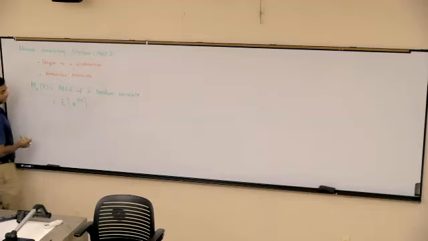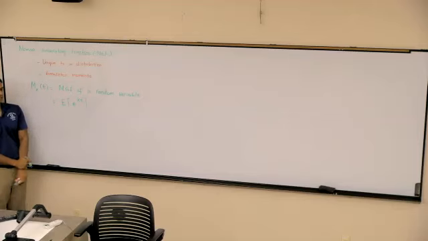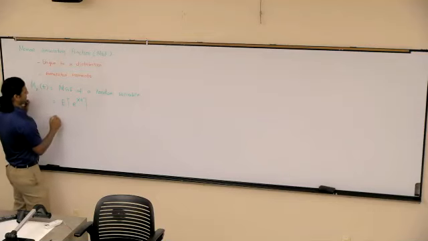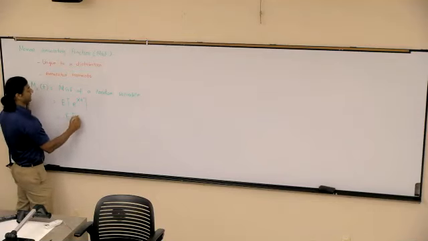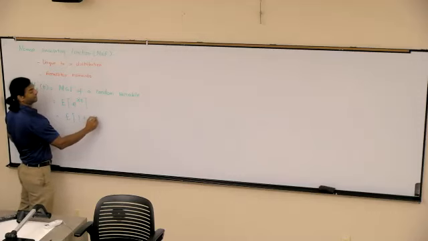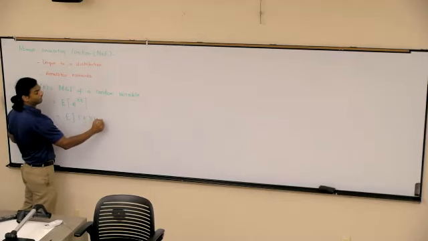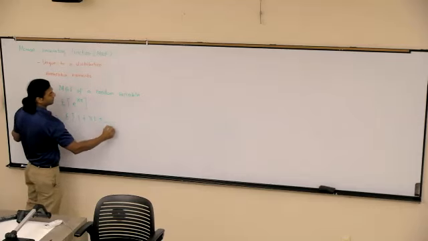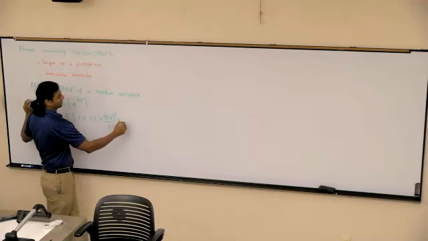In terms of a Taylor series, what is e raised to X t? 1 plus Xt plus (Xt) squared over 2 factorial, plus (Xt) cubed over 3 factorial, and so on, where the bottom is n factorial.